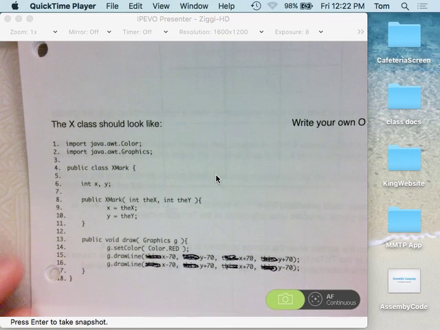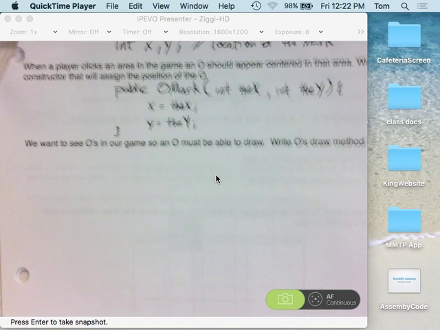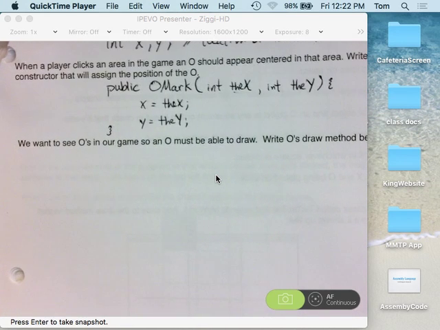Okay, so now what you guys are going to do is you're going to do the same process and try to think about how are we going to draw my O in there. Okay, so we just talked about X, now you guys are going to try to figure out how to draw O.